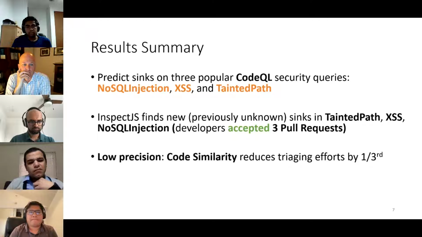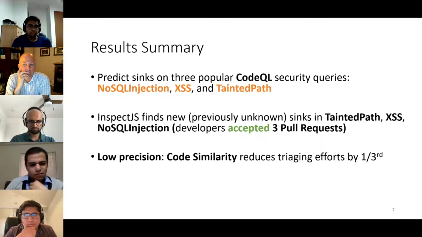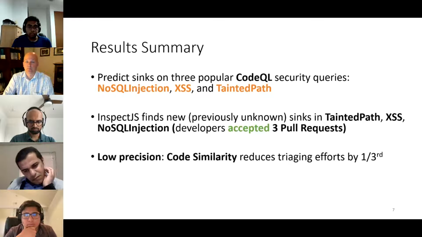However, we also observed that the raw predictions had low precision and required a lot of triaging. Hence, our code similarity-based refinement step also helped in this regard. It helped reduce triaging effort by 1/3.